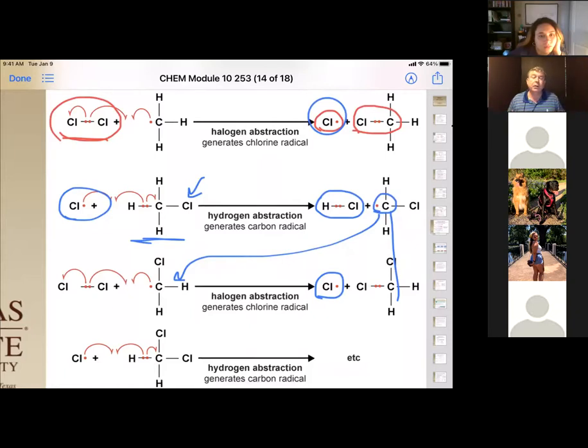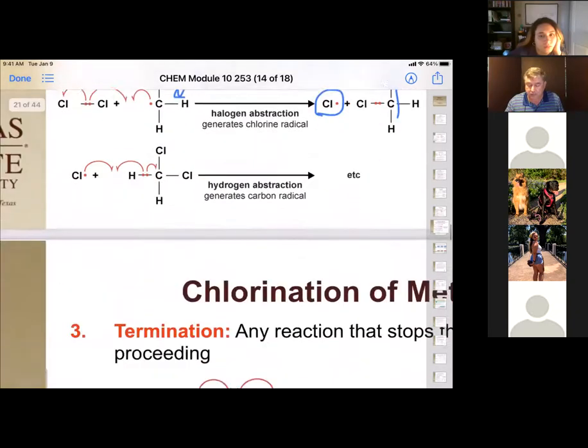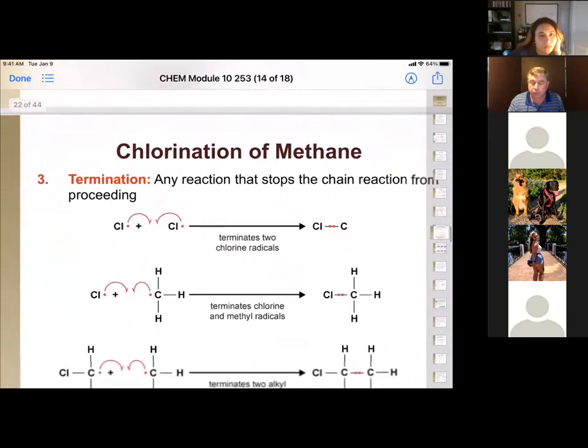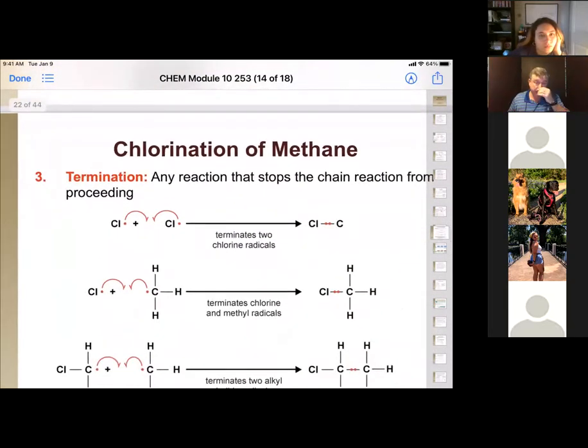And stopping the reaction is called the termination step. In the termination step, we've probably used up all the chlorine possible, and we'll end up by combining a chlorine radical with a chlorine radical. There's a typo here.